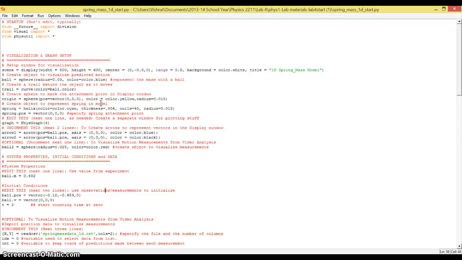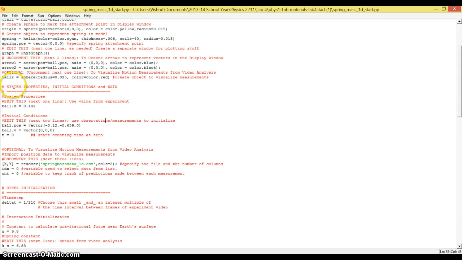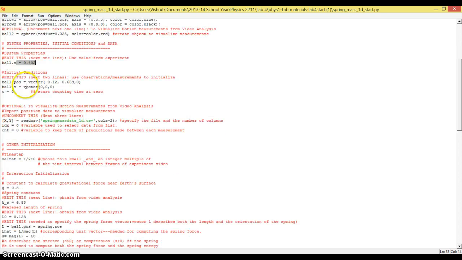Using the data from Tracker, we imported it and converted it into a CSV file, which we later used in VPython here. This is the program which we created in order to represent the graphical representation of the object in motion. Here we set the ball mass and initialize the position and initial velocity. Here's where we read the data from the CSV file. We set a small time step.